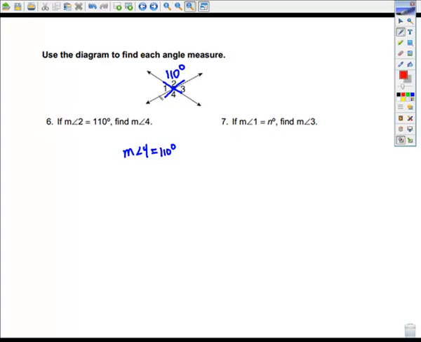Next, angle 1 is n degrees, so I'll just put a little n degrees in there. It says find each angle measure, so we can figure it out. Angle 2 is 110. 1 and 2 are adjacent, but more than that, they form a straight angle, so they're supplementary. So they add to 180. So if I subtract, angle 1 is 70 degrees. Well, look at this. 1 and 3 are vertical, so angle 3 is also 70 degrees.